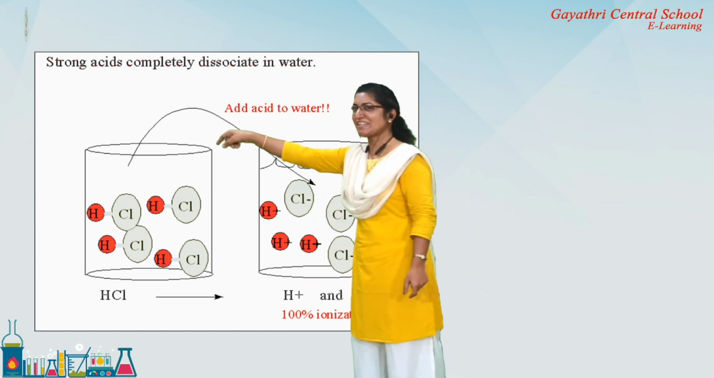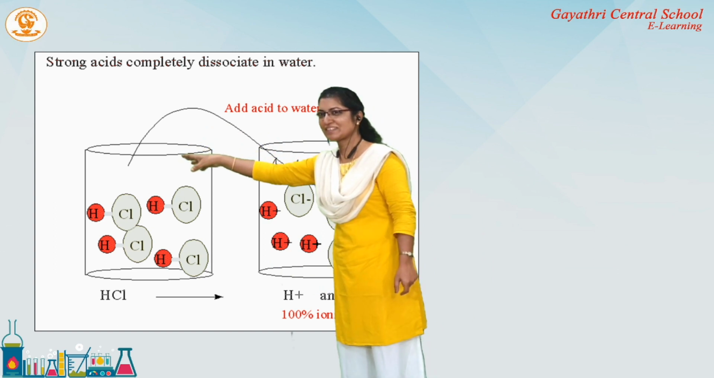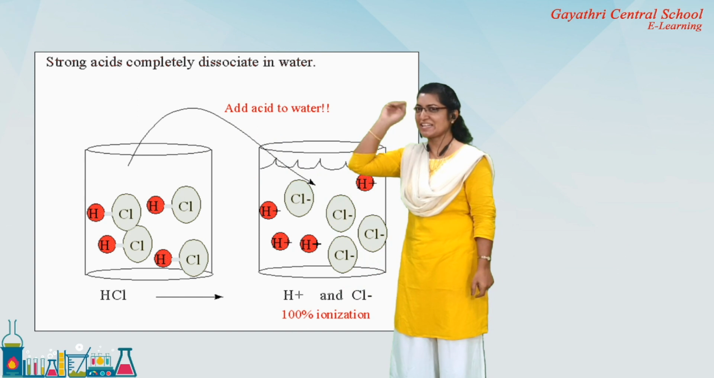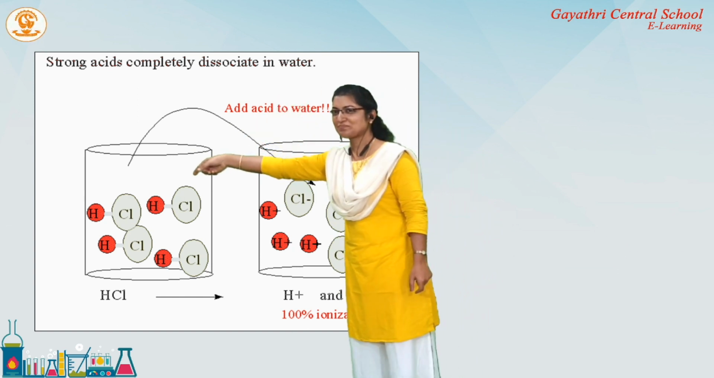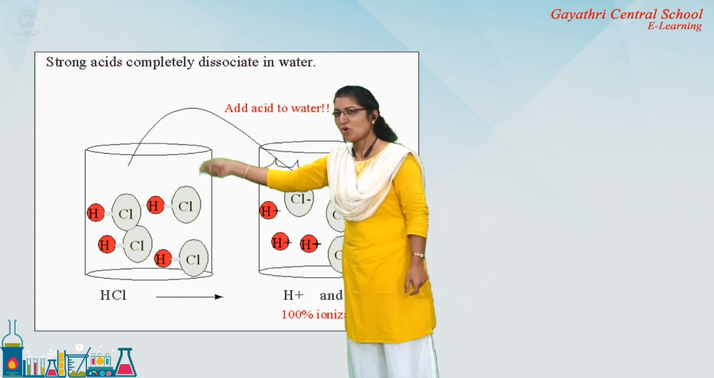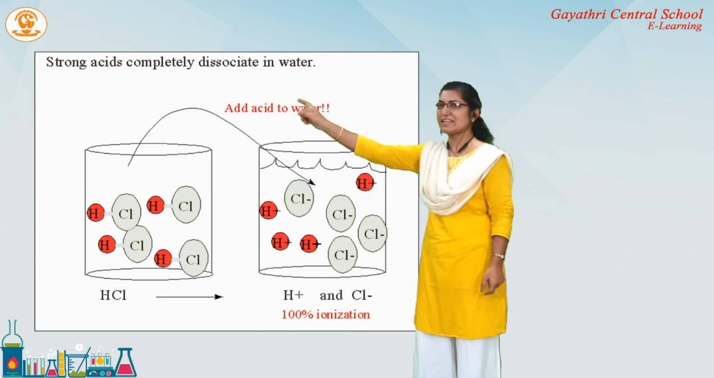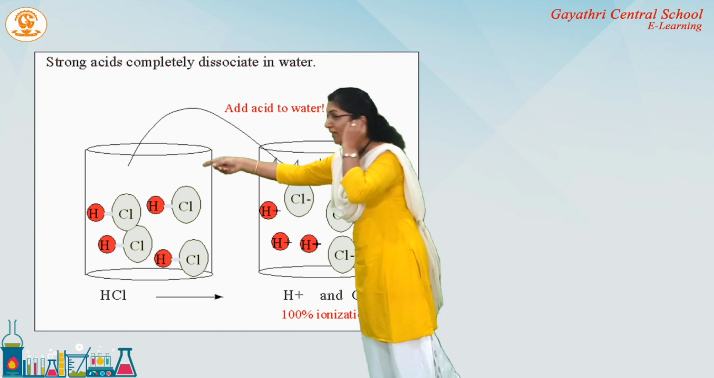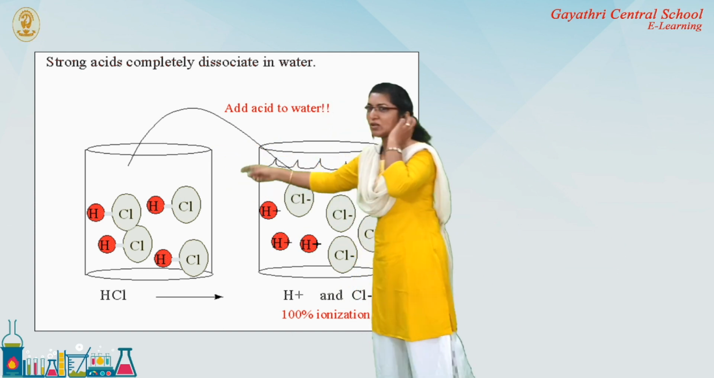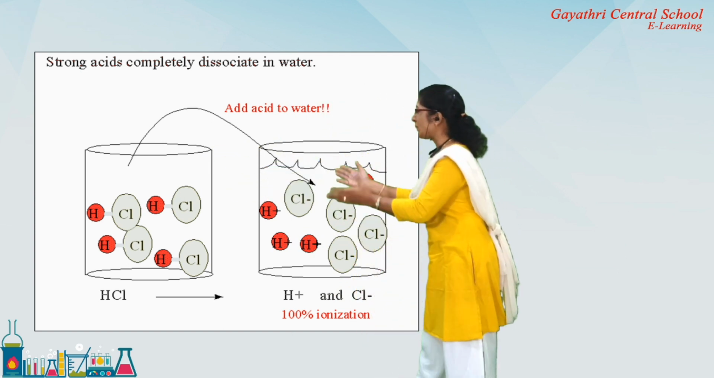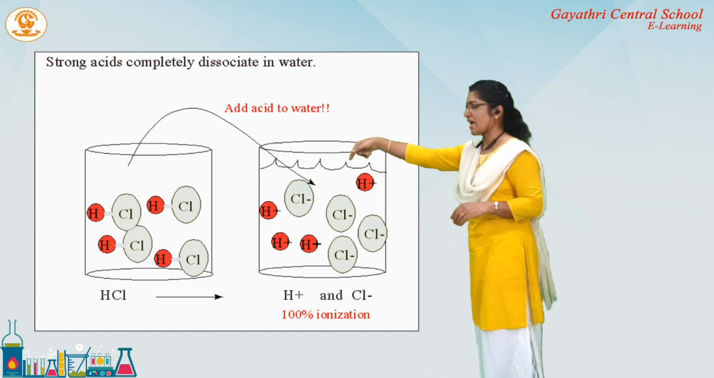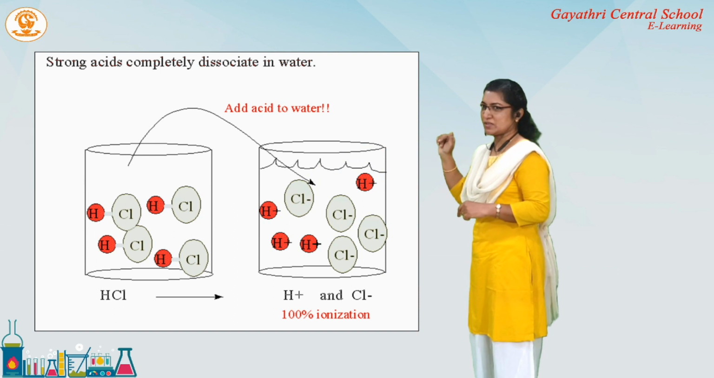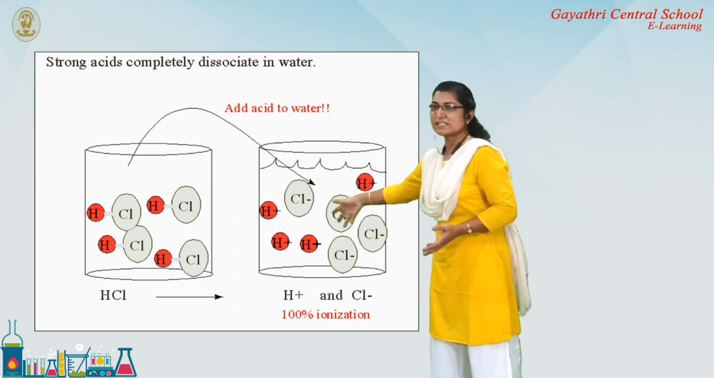No, HCl alone doesn't behave as an acid. So then what type of compound is it? A covalent compound. HCl is covalent. But when HCl is mixed with water, what will happen? It will break down into its corresponding ions, that is H plus and Cl minus ions. So that is how ions are formed.